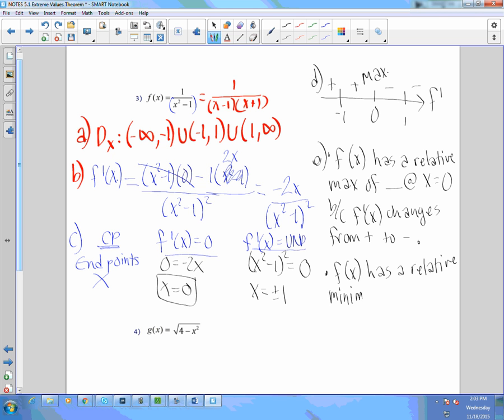Also, f of x has a relative minimum where? Never. Why? Because f prime of x never changes from negative to positive. Nowhere. So if they ask you to identify all maxes and mins, you can't just talk about maximums.